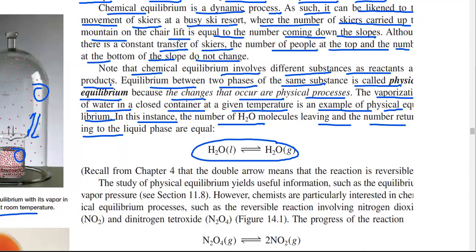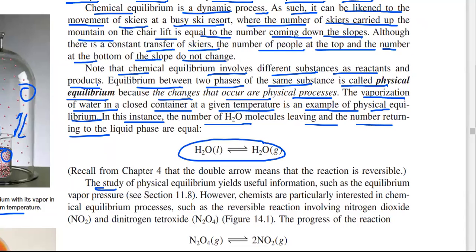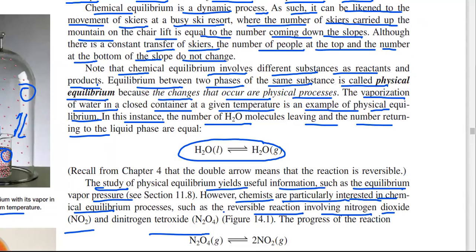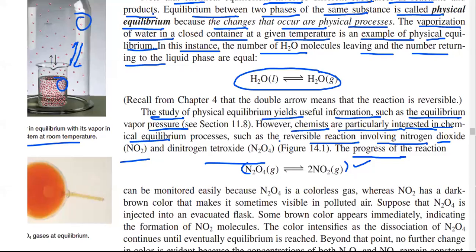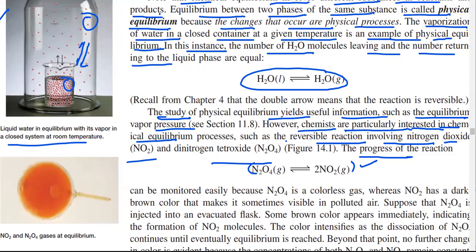So the study of physical equilibrium actually yields useful information such as equilibrium vapor pressures, which are different. However, chemists are particularly interested in chemical equilibrium processes such as the reversible reaction involving nitrogen dioxide and dinitrogen tetroxide, NO2 to N2O4, and this is the chemical equation for that. Another model, that is dimerization, takes place when two nitrogen dioxide molecules combine to form N2O4.